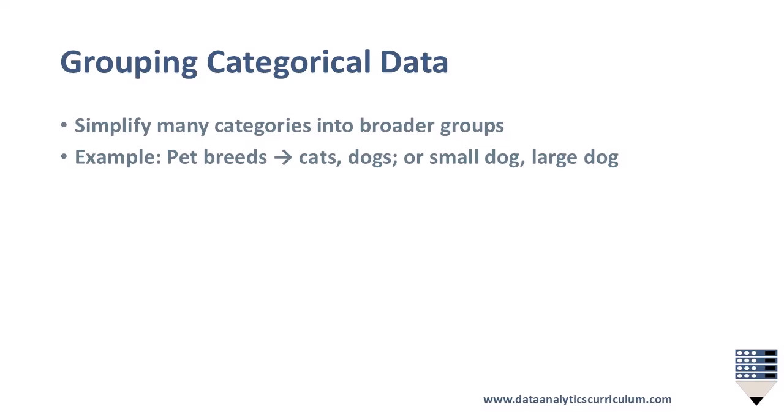Grouping categorical data. We can also group categorical data. If you have dozens of specific pet breeds, you might simplify them into broader categories, like cats and dogs, or even small dog and large dog. This helps reduce clutter and highlights general trends in the data.